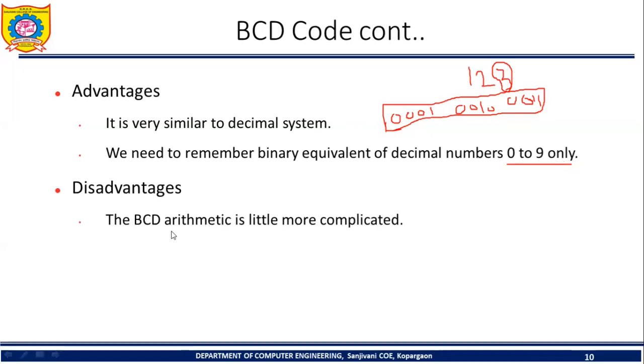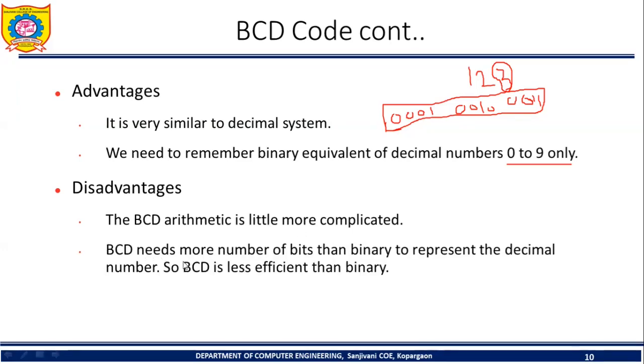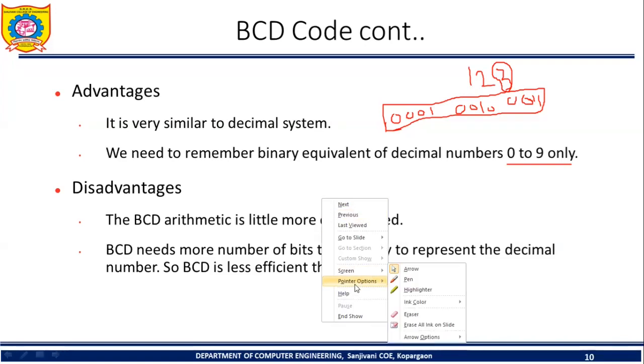Then the disadvantages. BCD arithmetic is more complicated. We are going to see BCD addition, and at that time you will come to know why we are saying BCD arithmetic is more complicated. Then BCD needs more bits than binary to represent a decimal number. So BCD is less efficient than binary.